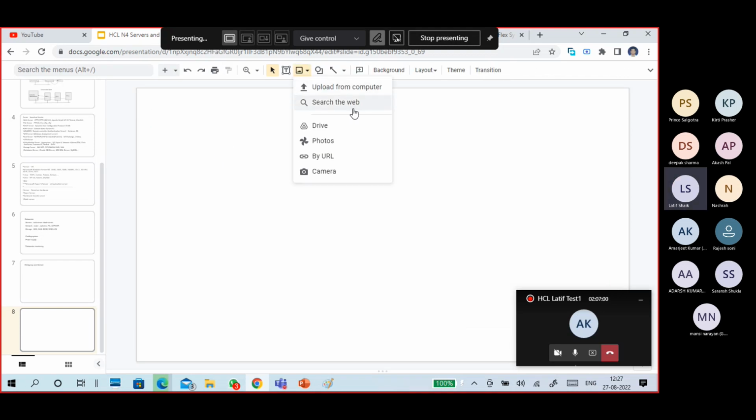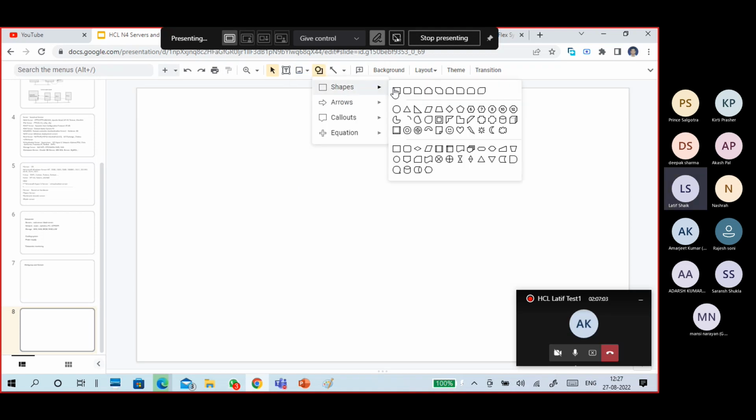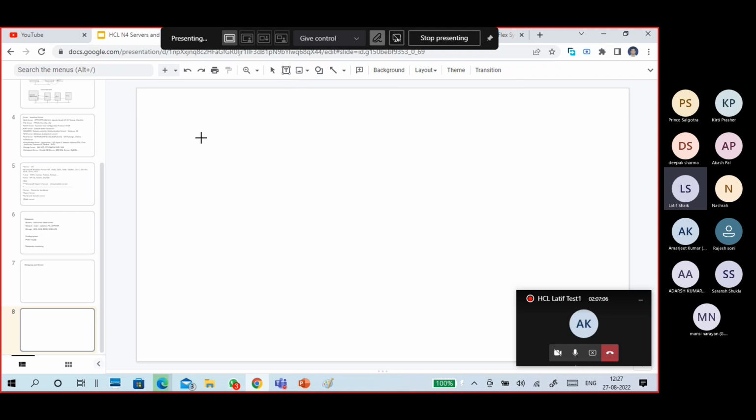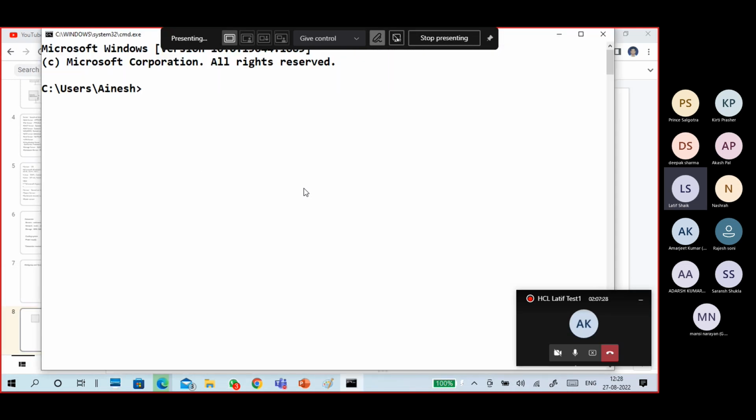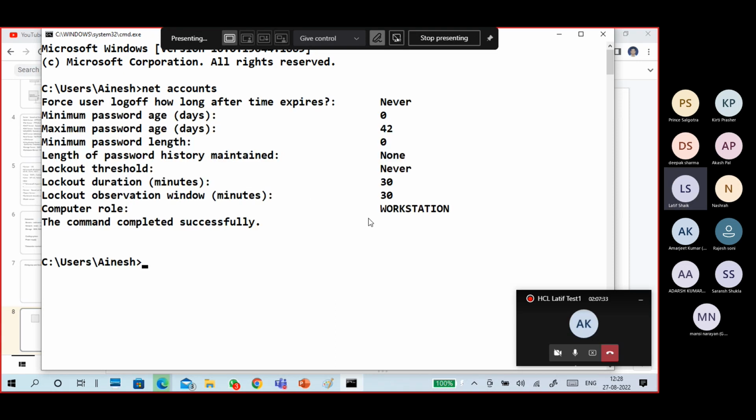Okay, guys. You may not have seen any domains, but you have seen work groups. How is that possible? All our systems are work group PCs only. You want to check it? Basically, net accounts. Mine is a desktop. My role is the workstation role.